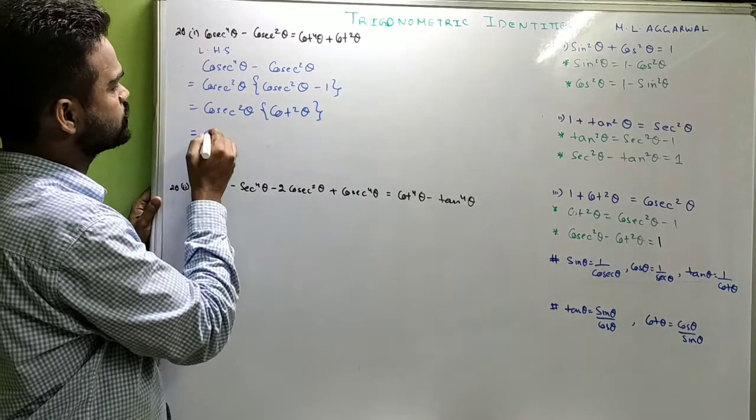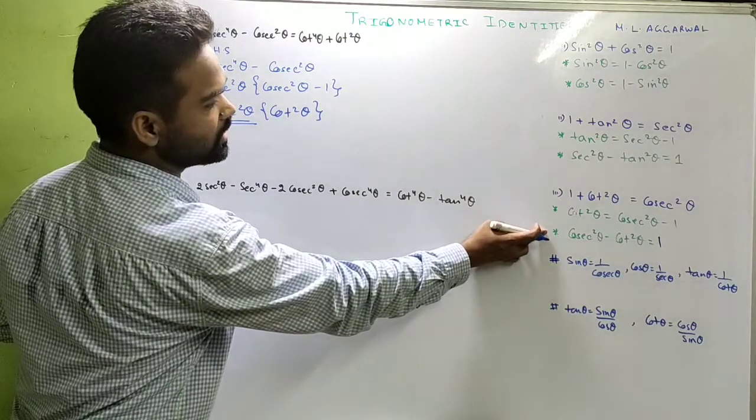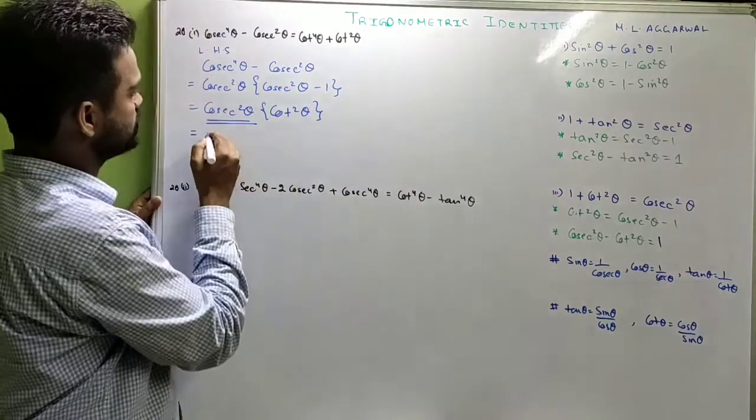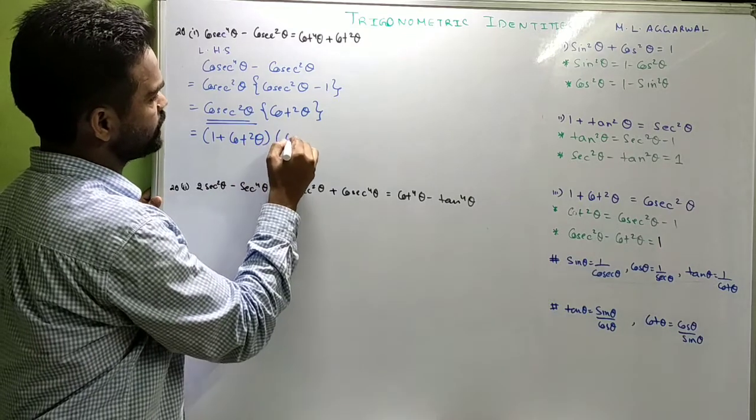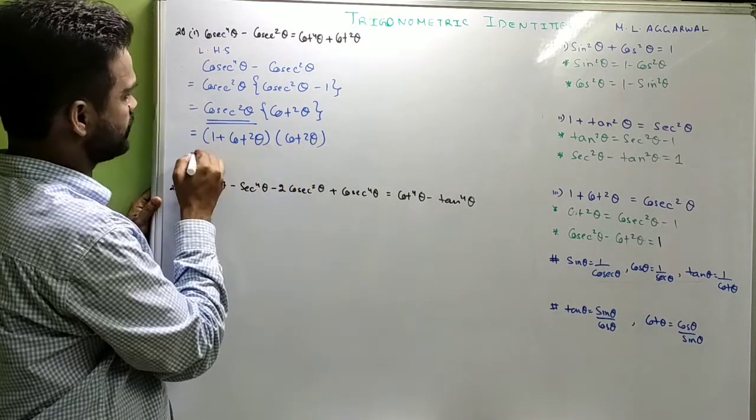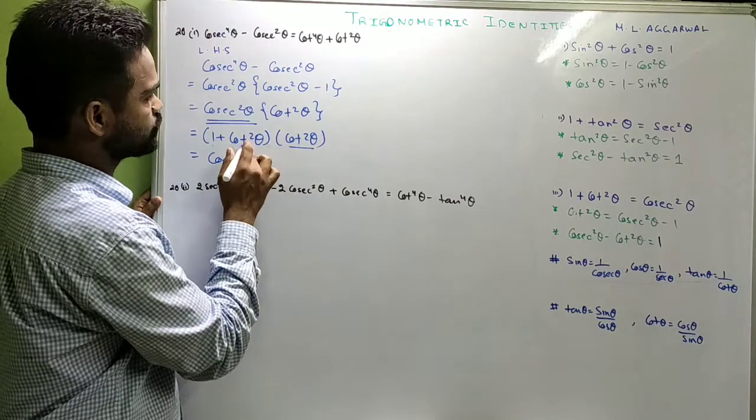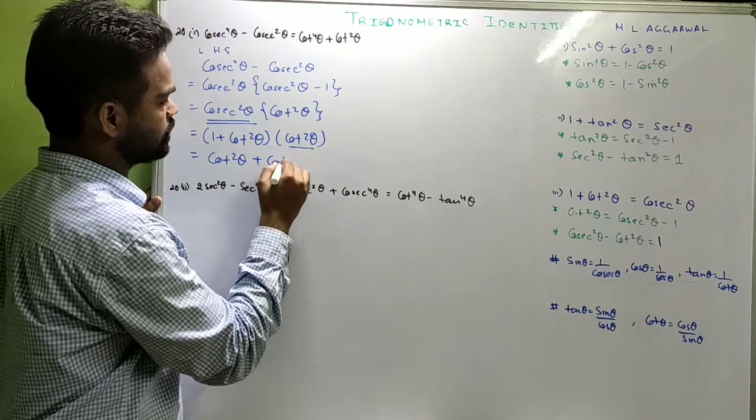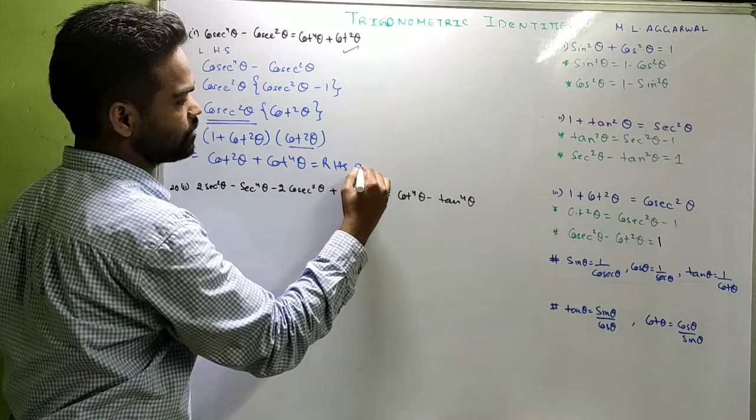Now again, just look over here. Cosec square theta I can write as 1 plus cot square theta. So 1 plus cot square theta multiplied by cot square theta. Just open the bracket. So 1 into this will be cot square theta. Cot square theta multiplied by cot square theta is cot to the power 4 theta. This is your RHS. Proved.